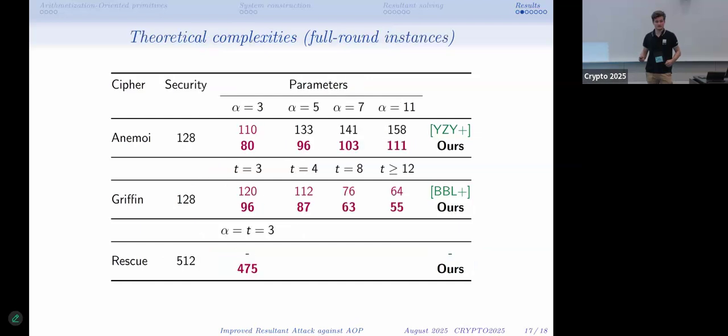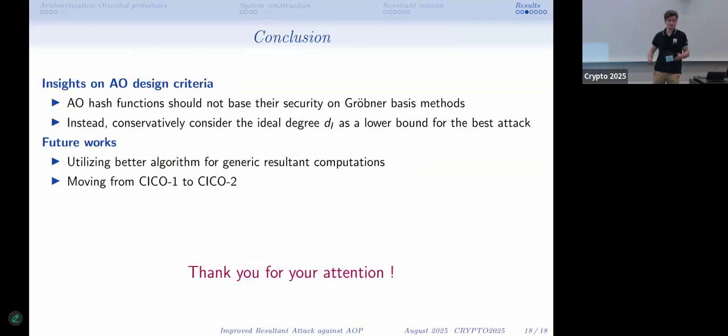And for the theoretical complexities for these 4-round instances, I've selected here a few instances, not all of them. If you have questions, you can ask me. In particular for Anemoi, we can now break instances with value of alpha more than 3, which was not previously done. And for Rescue Prime, the instance that uses 512 bits of security can actually be computed in 475. So do note that all these attacks were implemented and they are available online if some of you are interested.